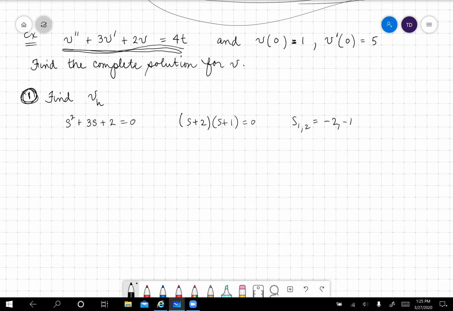Notice it doesn't matter which one is S1 and which one is S2. You call them whatever you want. K1 and K2, it doesn't matter which one's K1 and which is K2. But whatever you decide K1 goes with at the beginning, it needs to stay there through to the end. So here we go. This is, again, category 1. So V sub H is equal to K1 e to the minus 2t plus K2 e to the minus t.